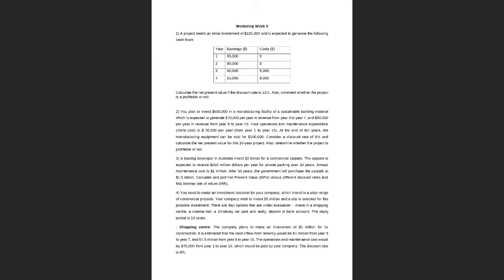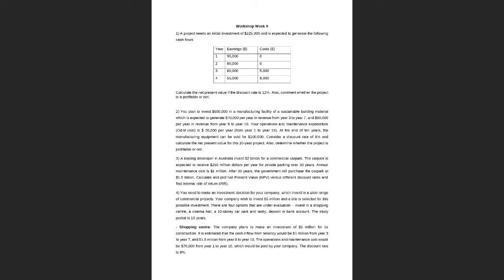This is our positive cash flow from the project. So you can find the net cash flow, right? This minus this. After 30 years, the government will purchase the car park at 1.5 billion. This is our salvage value, again a positive cash flow that will be added at the end of 30 years. Now you have to calculate and plot the net present value versus different discount rates and find the IRR.